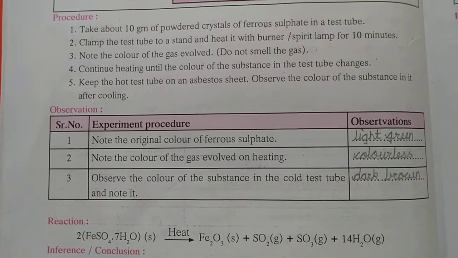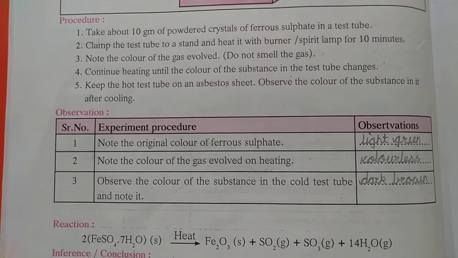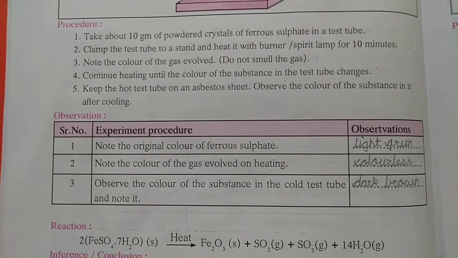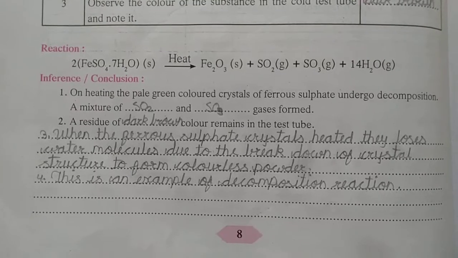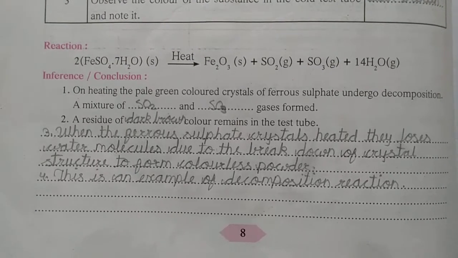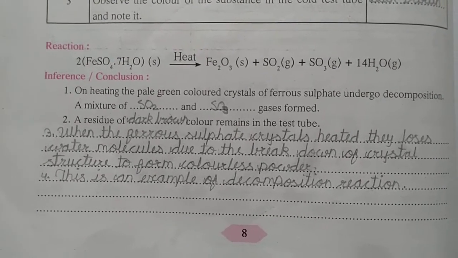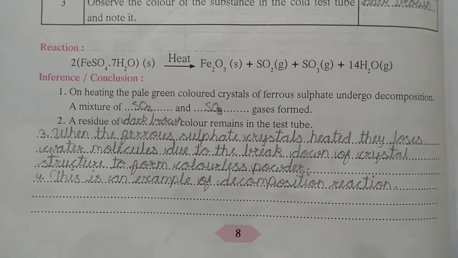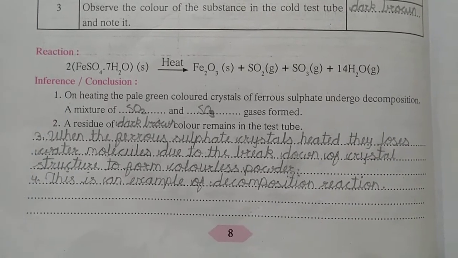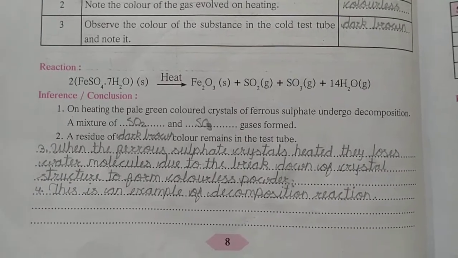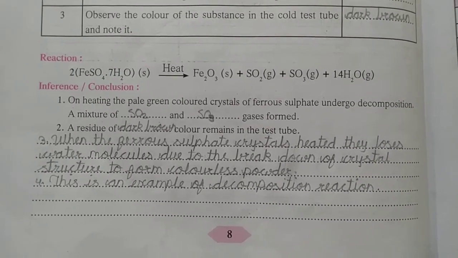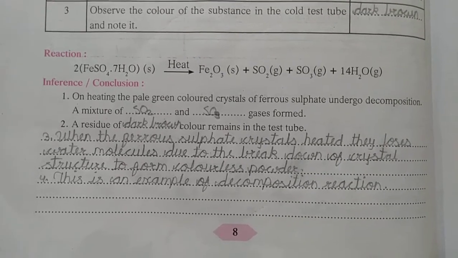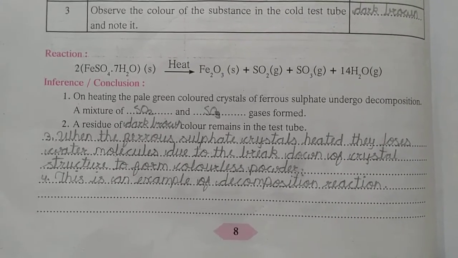Observation table. Light green, colorless, dark brown. Conclusion. A mixture of SO2 and SO3 gases forms. A residue of dark brown color remains in the test tube. When the ferrous sulfate crystals are heated, they lose water molecules due to the breakdown of crystal structure to form colorless powder. This is an example of decomposition reaction.